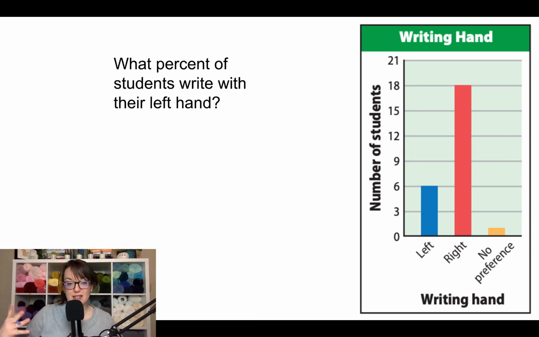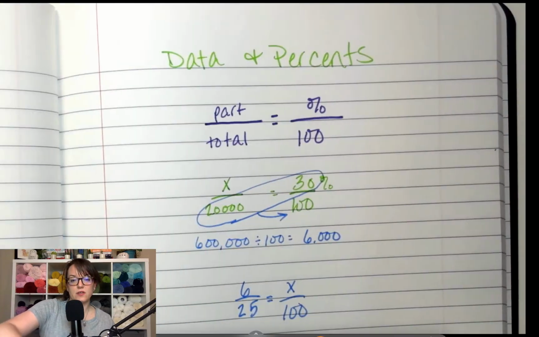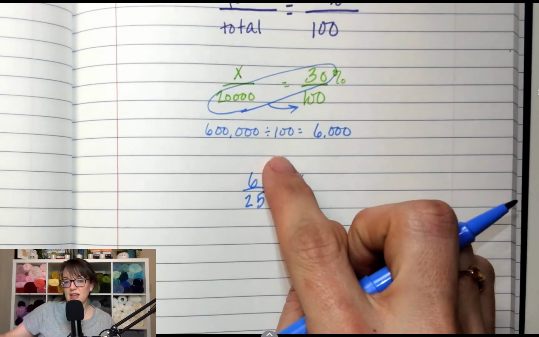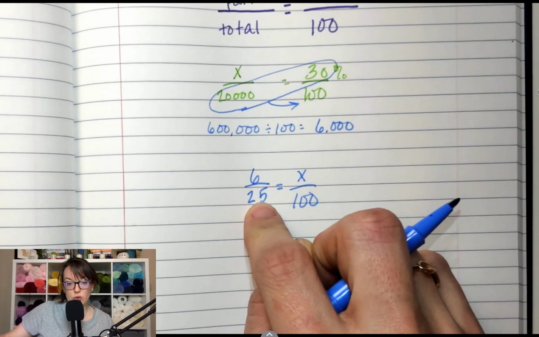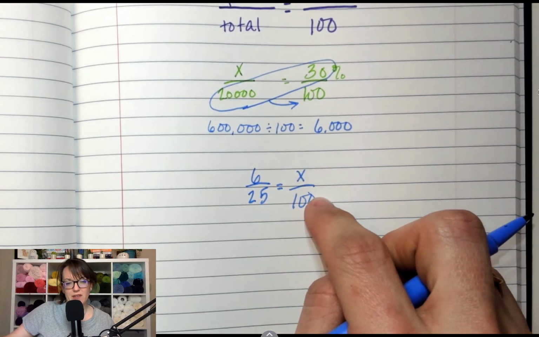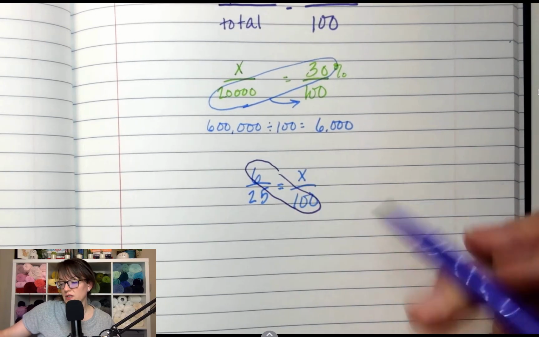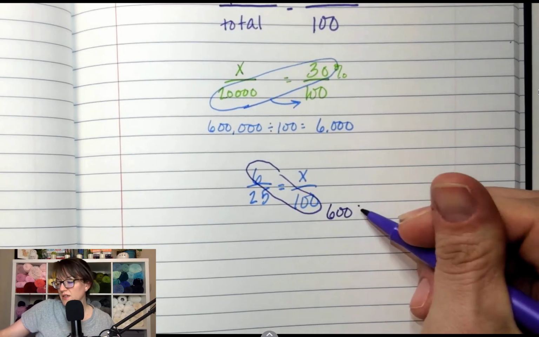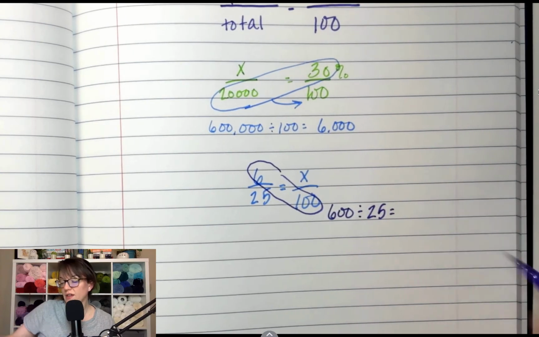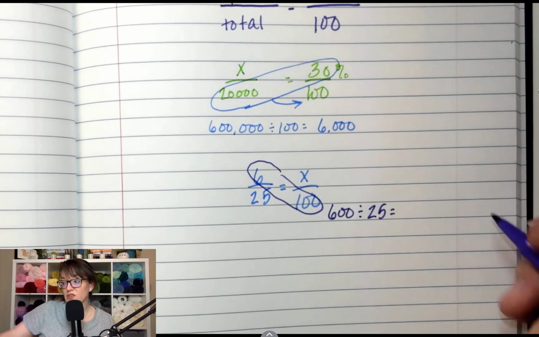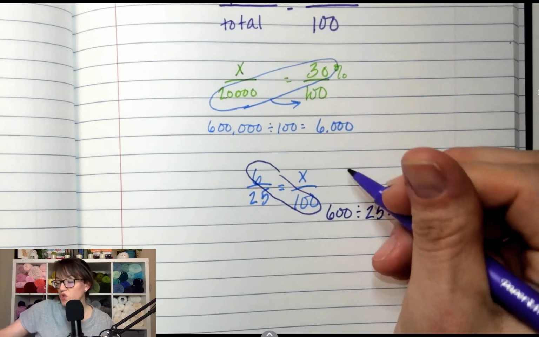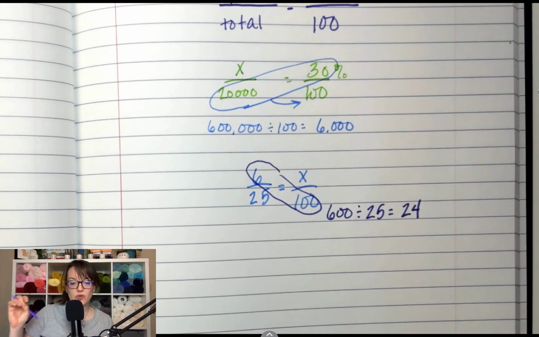Do you know the percent of left-handed students? No. So put an X there over 100, and you end up with this. I've got 6 left-handers out of 25 total equals what percent out of 100? When I solve this one, I'm going to do 6 times 100, which is 600, divided by 25, which is 24. So 24% of students in that graph are left-handed.